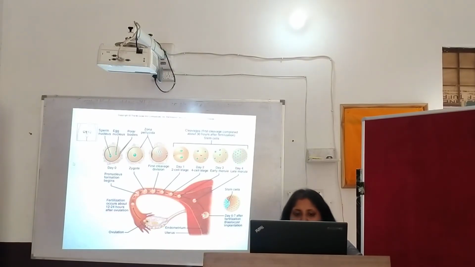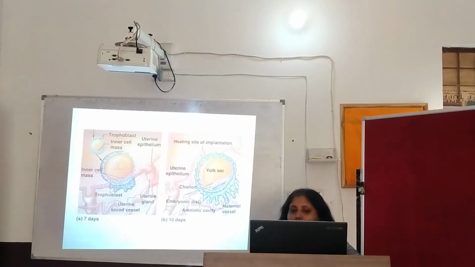You can see here, day 0. This area is called the ampulla and isthmus area of the fallopian tube. Zygote, first cleavage, day 1 is the 2 cell stage, day 2 the 4 cell stage, day 3 early morula, day 4 late morula, and day 6 to 7 is what? The implantation of the blastocyst in the endometrium of the uterus.